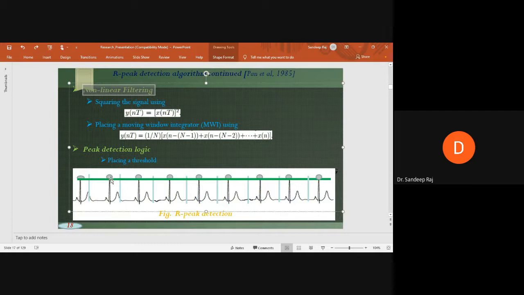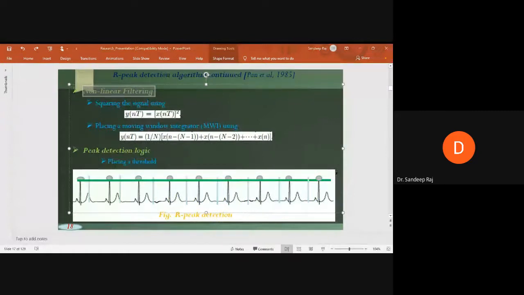Why is it essential to detect the peak? Because, as I have said, out of the P, QRS and T waves, the QRS wave is the most important, having the maximum amplitude with respect to the other 2 waves, P and T. So it is quite easy to detect the R peak.